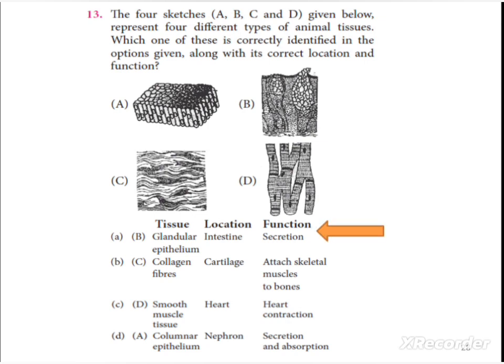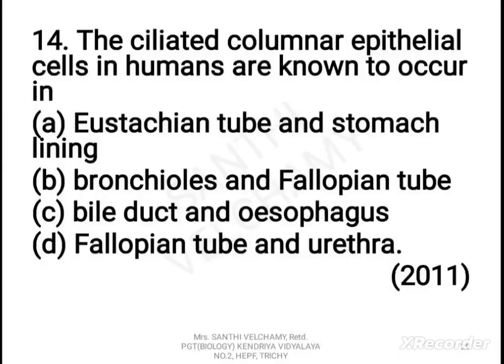Which one is correct? The correct one is A, that is glandular epithelium. It is in the intestine and its main function is secretion. The intestine, when you observe, is lined by glandular epithelium which is secretory in function. The glands found in the intestine are exocrine. They may be unicellular and multicellular also.